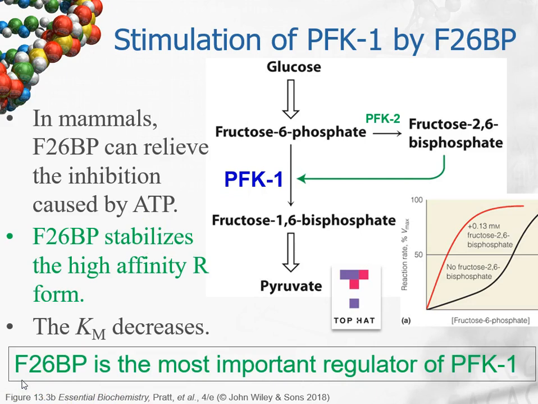So what we should note is that fructose 2,6-bisphosphate is the most important regulator of PFK1. So when we get into more of this metabolism, I'm going to try and give you different strategies for figuring these things out and not memorizing. But you need to memorize this. So memorize this, that fructose 2,6-bisphosphate is an allosteric activator of PFK1, and it is the most important allosteric activator of PFK1.